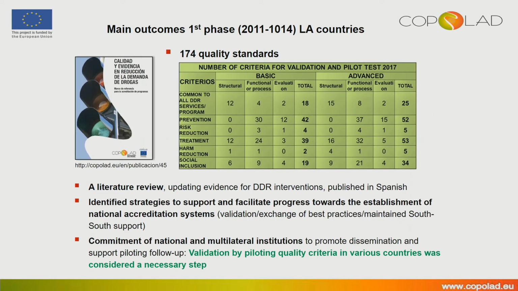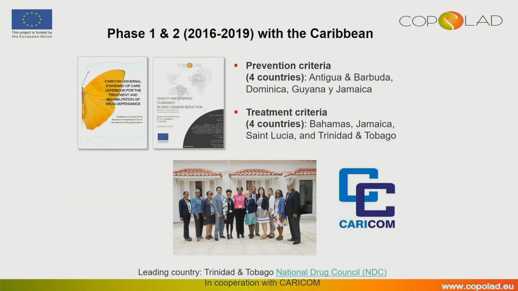Our classification is organized on common drug demand reduction standards: prevention standards, risk reduction, treatment, harm reduction, and social inclusion. And each area has different categories: structural standards, functional or process standards, and evaluation standards. Okay, those are the standards that we finally came out with at the end of 2014, after this process of consensus, and that is reflected in a publication. But apart from that, what we also got was the commitment of national agencies and multilateral agencies to further support this process in order to help countries to implement quality assurance.